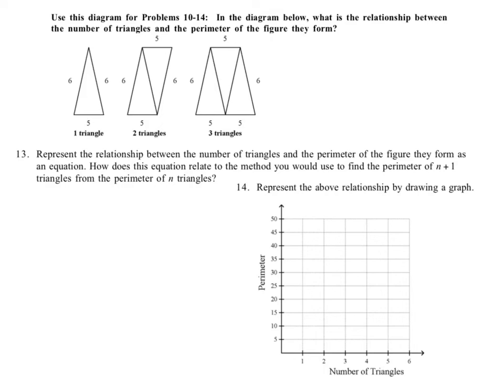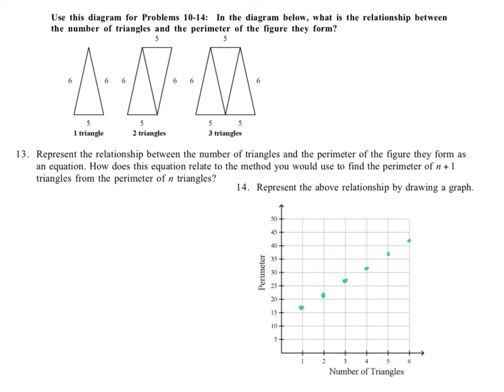So if you look back at the table, one triangle is 17. So I'm going to go over here to 1, and I'm going to go up here to 17 and say one triangle has a perimeter of 17. Two triangles is 5 more than that, 22. Three triangles is 5 more than that, 27. Four triangles is going to be 5 more than that. Five triangles, 5 more than that. Six triangles, 5 more than that. And that's a linear function.